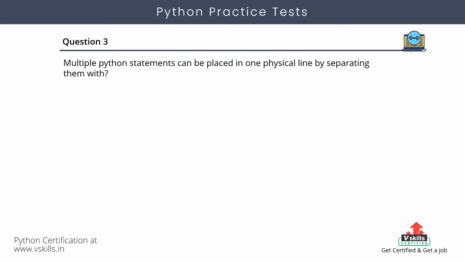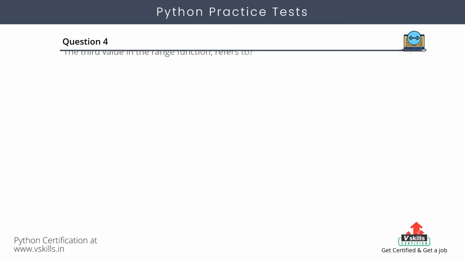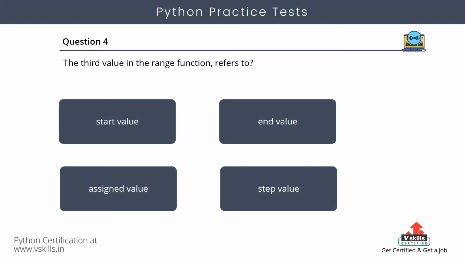Question 3. Multiple Python statements can be placed in one physical line by separating them with which of the following? The correct answer is option C. Question 4. The third value in the range function refers to which of the following options? The correct answer is option D.